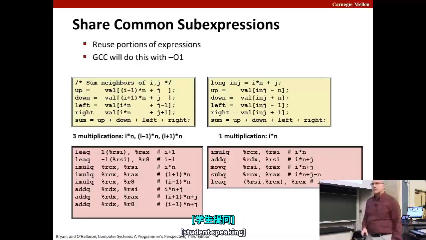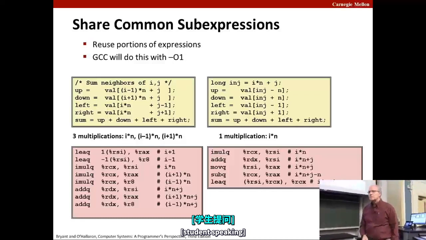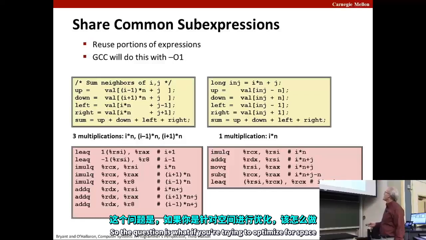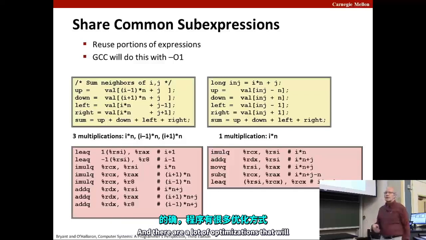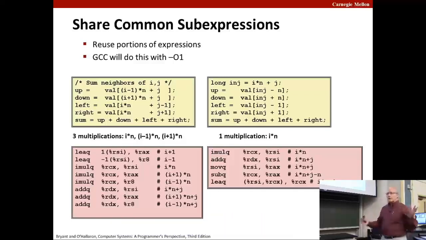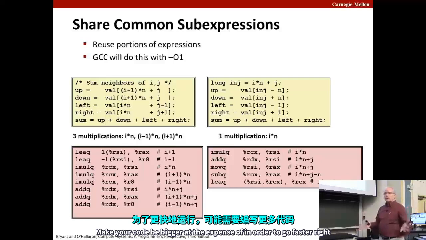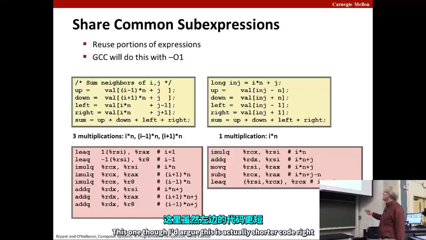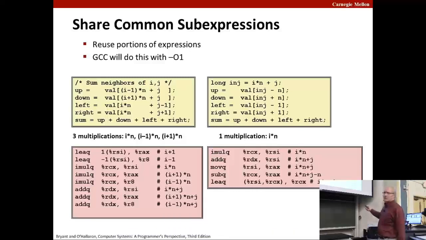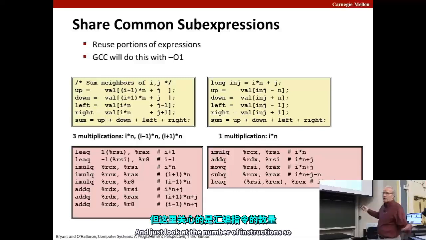Question? Isn't this optimizing for runtime, though? What if you're trying to optimize for space instead? So the question is, what if you're trying to optimize for space? There are a lot of optimizations that will make your code bigger in order to go faster. This one, though, I'd argue is actually shorter code. I mean, just look at the number of instructions.